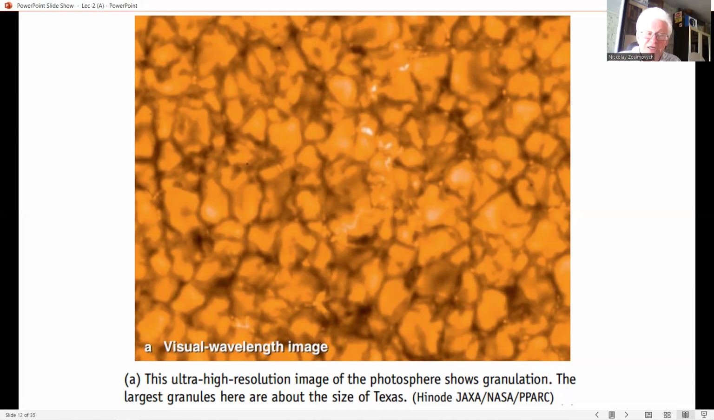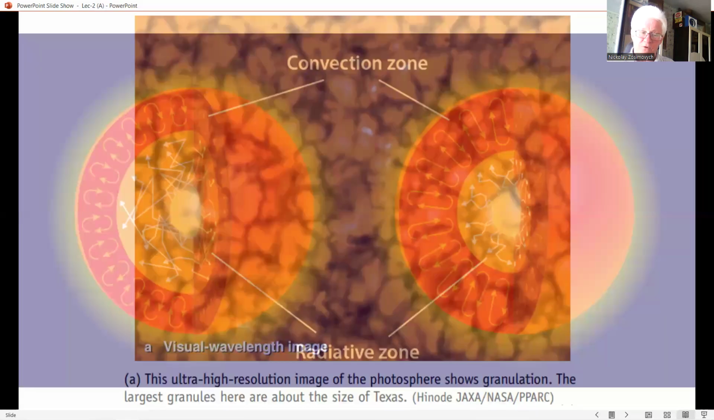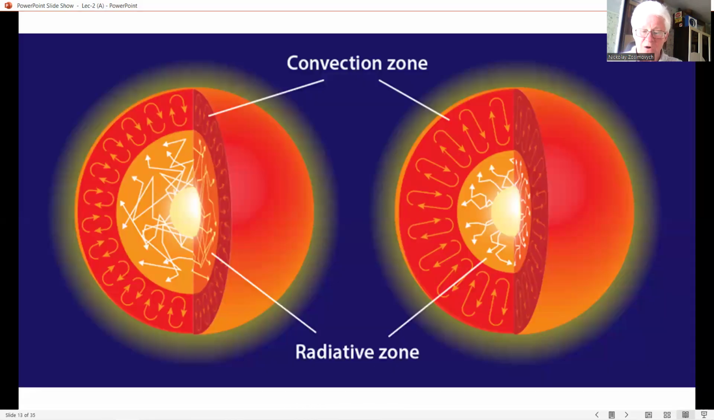Faded granules are continuously replaced by new granules. Spectra of these granules show that the centers are a few hundred degrees hotter than the edges, and Doppler shifts reveal that the centers are rising and that edges are sinking at speeds of about 0.4 kilometers per second. From this evidence, astronomers recognize granulation as the surface effect of convection just below the photosphere.